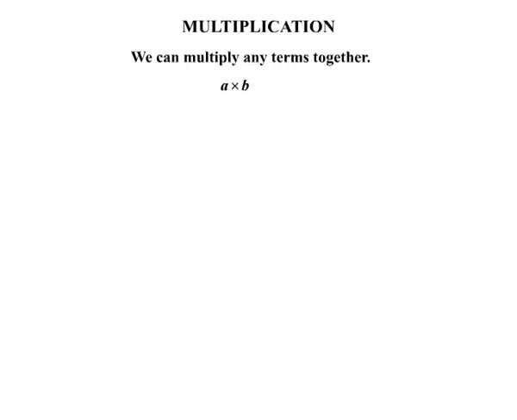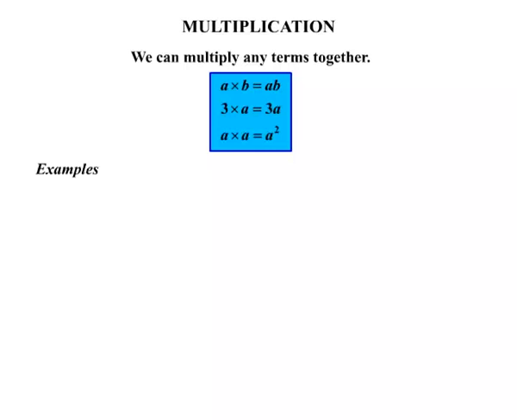So some notation. A times B is shortened and written as AB. 3 times A is written as 3A. A times A can be written as A squared. So there's some notation there that's used commonly in algebra. Let's look at some examples.